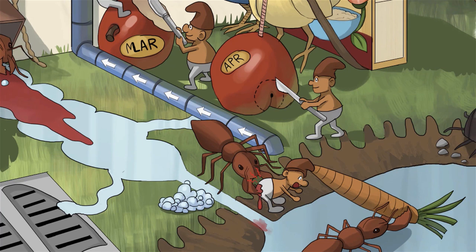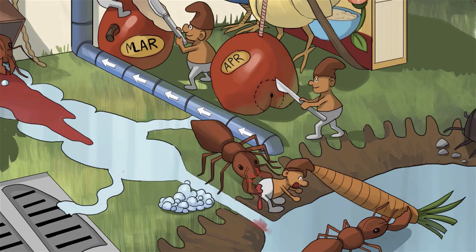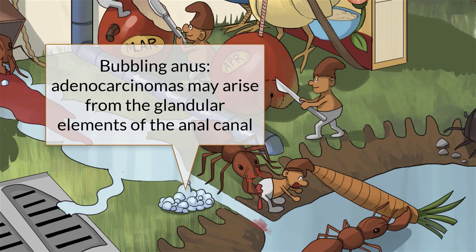Carcinomas arising below the dentate line are keratinizing squamous cell carcinomas. Squamous cell carcinoma that develops in the anal margin, i.e., where the skin has hair, is referred to as perianal squamous cell carcinoma. And finally, while they are rare, adenocarcinomas may form from the glandular elements of the anal canal. Since they behave exactly like the adenocarcinoma of the rest of the colon and rectum, they are treated the same way.